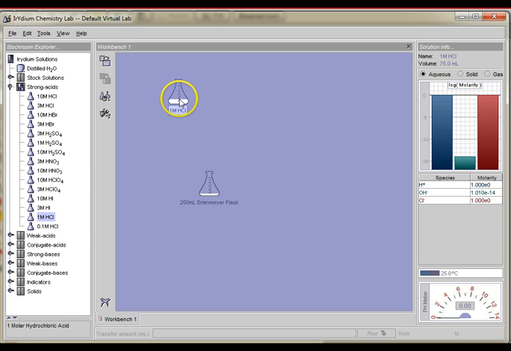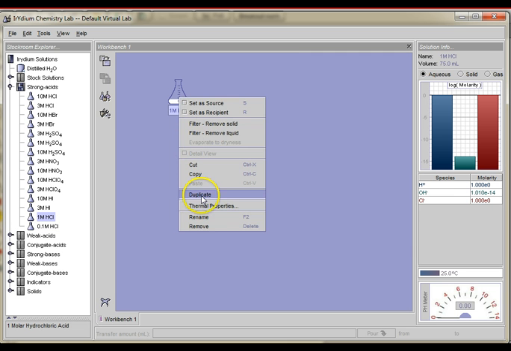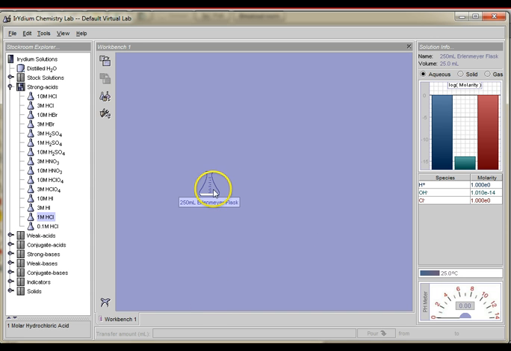You can see that in this flask now you have 75 milliliters. That means you have already poured 25 milliliters into this flask. You don't need this flask anymore, so simply right click it and remove it from the workbench. You don't need that anymore. So now we have the Erlenmeyer flask, and you have 25 milliliters of HCl solution.